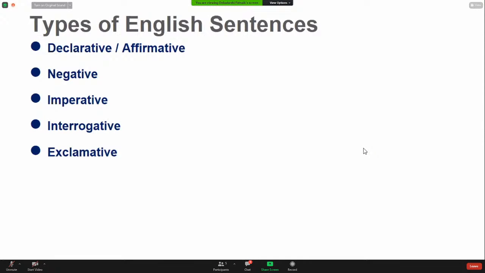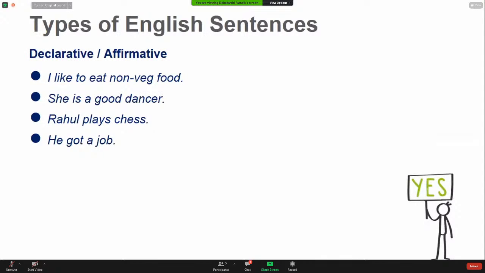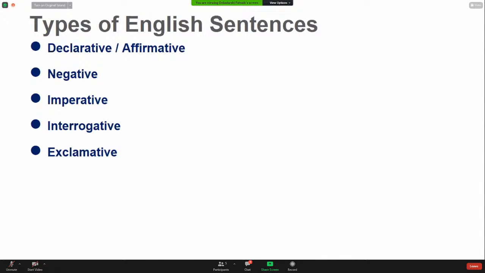Negative, affirmative, interrogative, imperative, and exclamative. Sir, negative is not a separate sentence type. We are only adding "not" actually. Yes. Actually, we are declaring something that may be of two types.